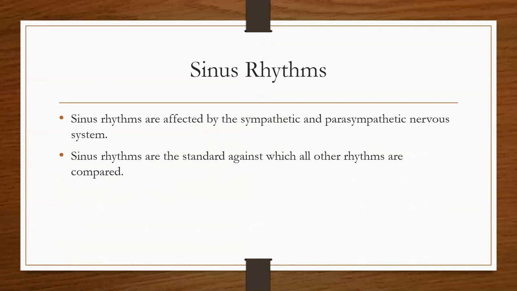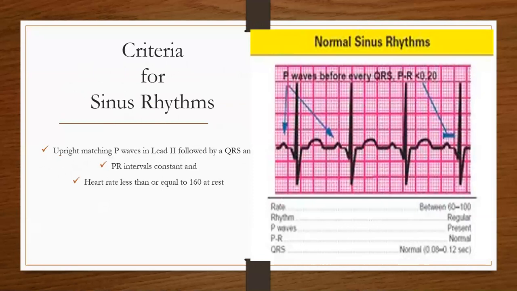Sinus rhythms are affected by the sympathetic and parasympathetic nervous system, and sinus rhythms are the standard against which all other rhythms are compared. So here's a look at your normal sinus rhythm. We see that we have our P wave that comes before every QRS. The rate's between 60 and 100. It's regular, and the PR and QRS intervals are normal.